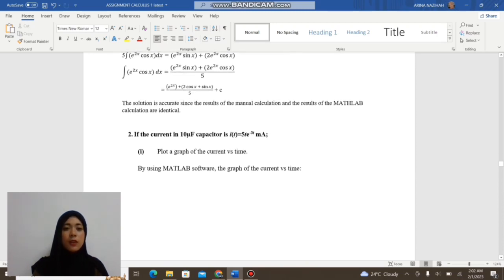The solution is accurate since the result of the manual calculation and the result of the Matlab calculation are identical.